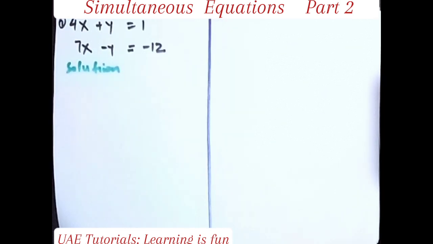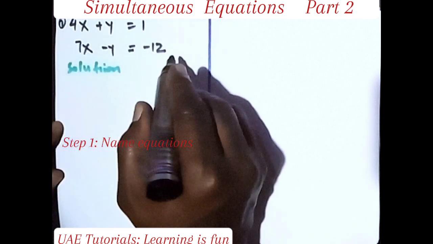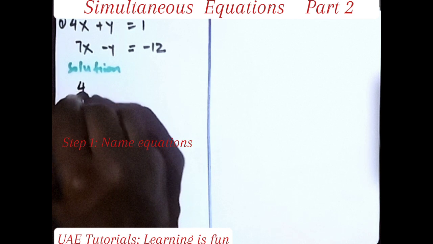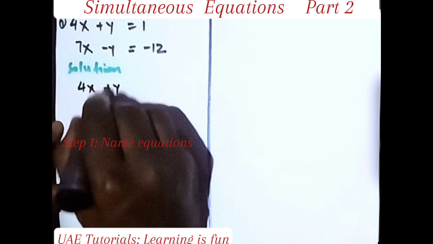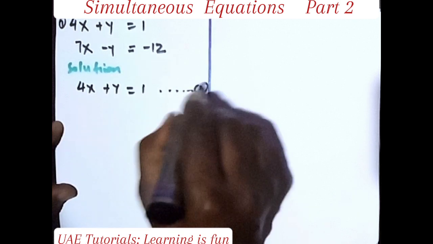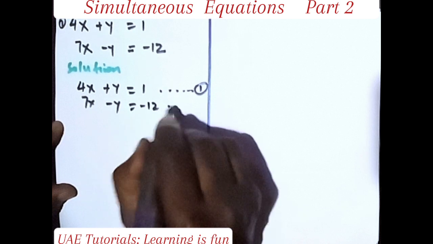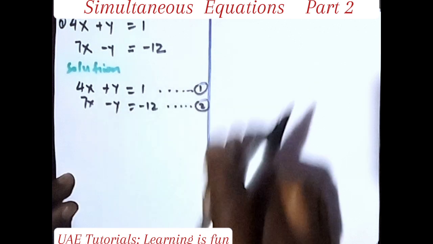So as recommended in our first video, if we want to solve this equation, the first thing we do is to name the equation. So we're going to name this equation 1 and then we name this equation 2. So I will rewrite 4x plus y equals 1 as equation 1 and 7x minus y equals minus 12 as equation 2. I hope we still remember our naming convention.